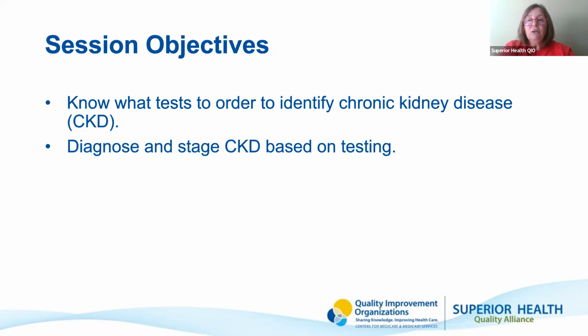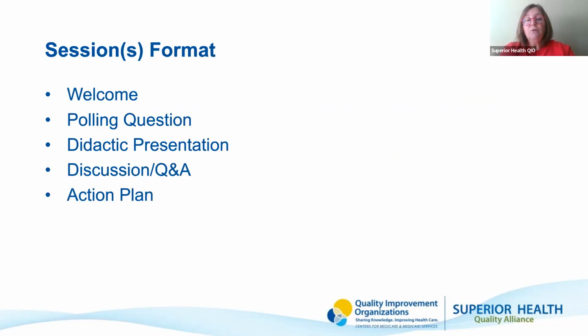Today, our session objectives are to know what test to order to identify chronic kidney disease, and to diagnose and stage CKD based on testing. We're going to be giving you some additional tools today, and you have not received them, but you will receive them yet this week. We'll also put them in the chat so you can take them back with you right away, but know that they will come to you in a couple of ways in the next few days.